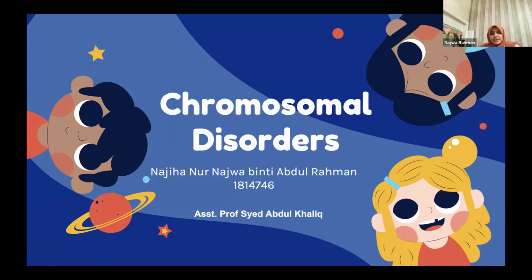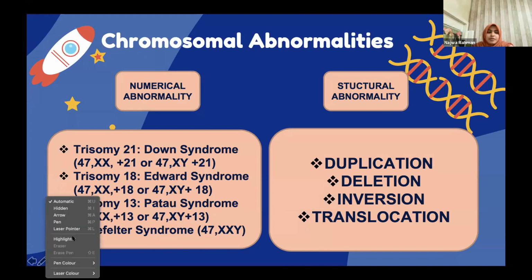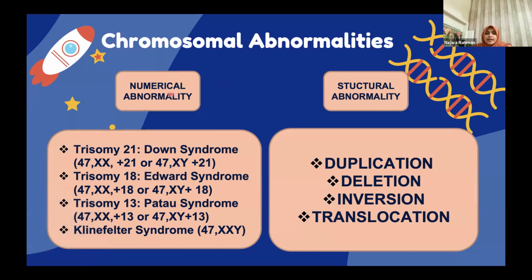Bismillahirrahmanirrahim. I'm Najhan Raja binti Abdul Rahman. Today I'm going to be the last presenter for our seminar, and my topic today will be chromosomal disorders. What are chromosomal disorders? They are errors that occur in meiosis during the production of gametes that can lead to abnormalities of chromosome structure or number. Chromosomal abnormalities are divided into two, which are numerical abnormalities as well as structural abnormalities.